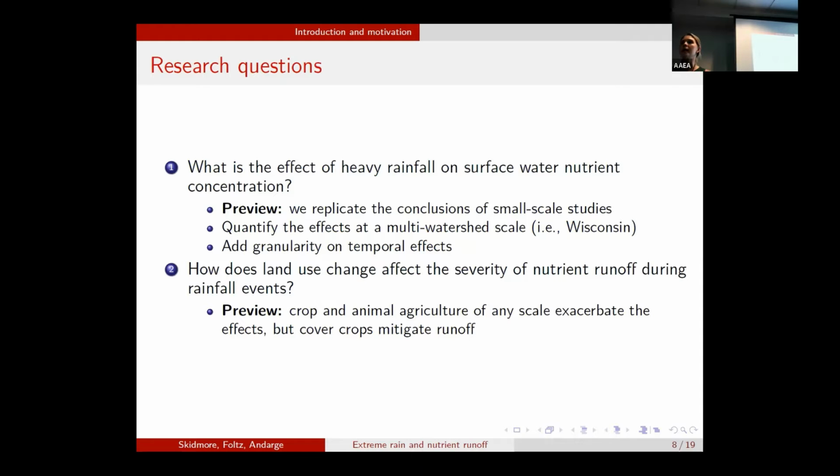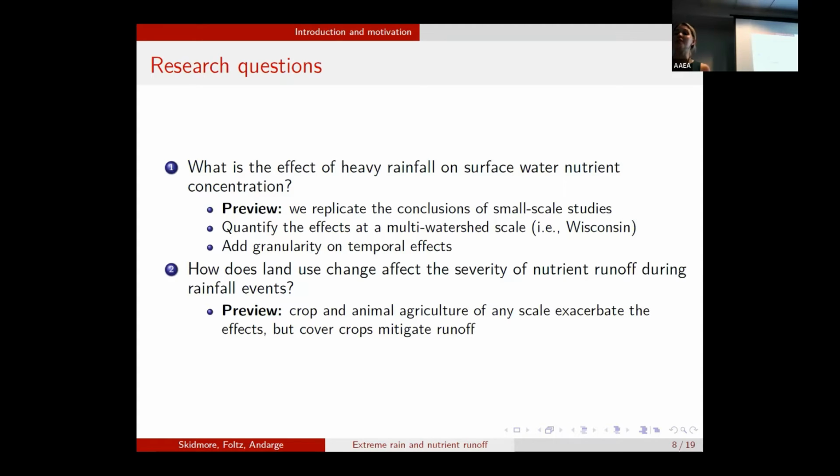So really, we're taking our econometric models for a spin on this larger scale data, and we're going to replicate the conclusions of small scale studies. But what we're adding is that we're able to look at this at a multi-watershed scale, and we're going to be able to add some granularity on temporal effects.